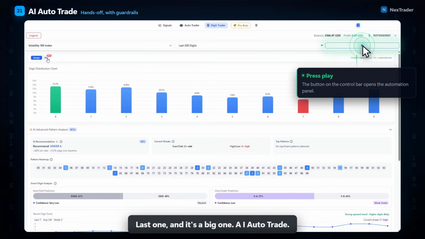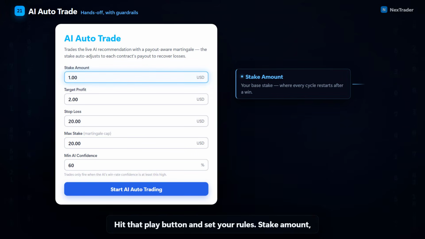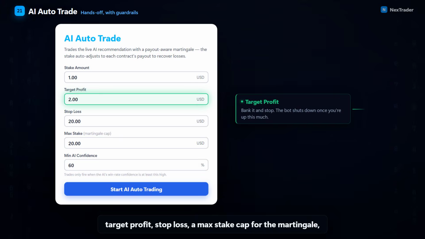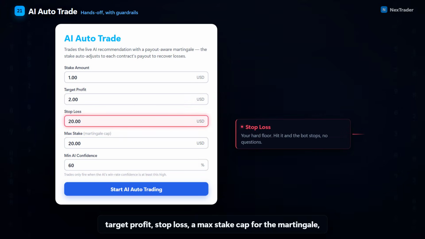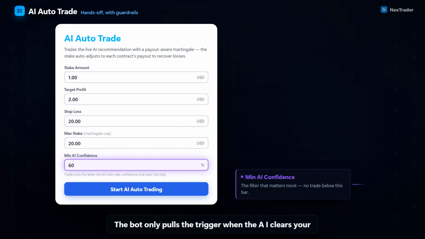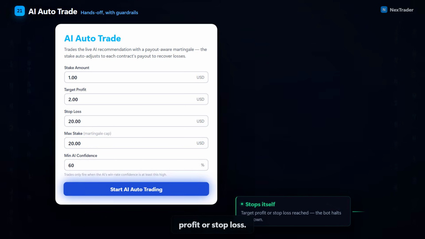Last one, and it's a big one. AI auto trade. Hit that play button and set your rules. Stake amount, target profit, stop loss, a max stake cap for the martingale, and a minimum AI confidence. The bot only pulls the trigger when the AI clears your threshold, and it shuts itself down the second you hit target profit or stop loss.